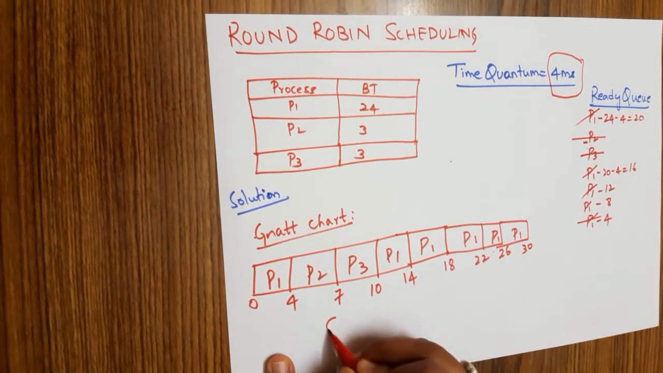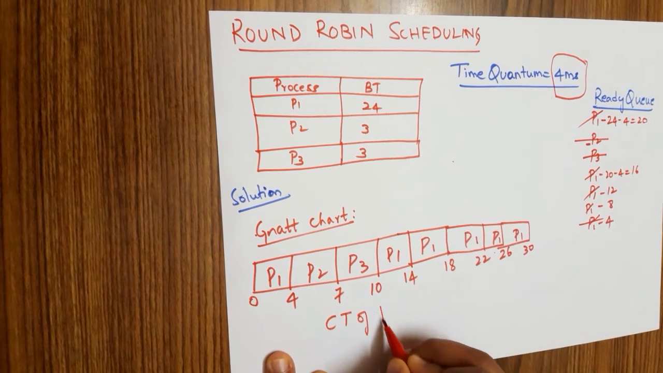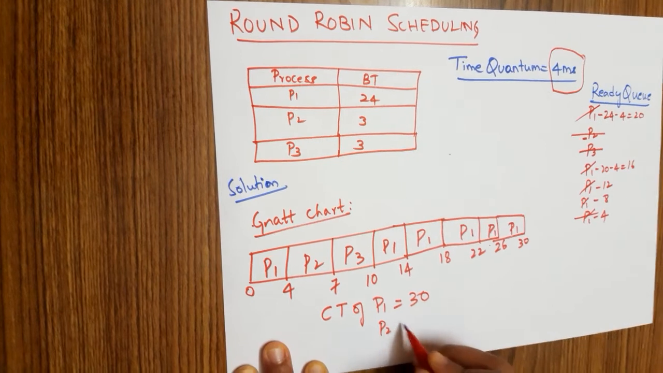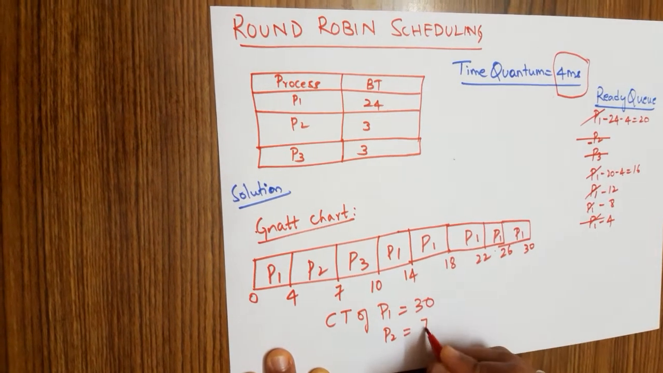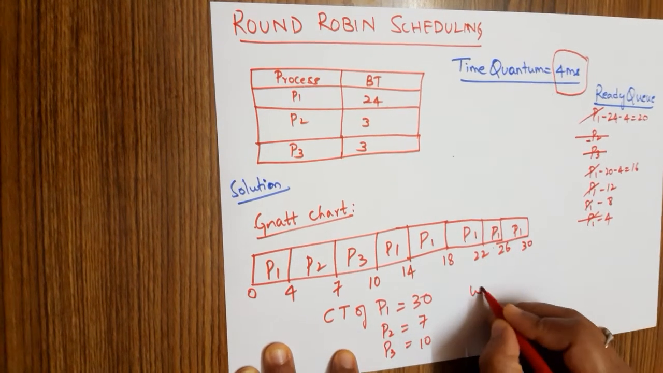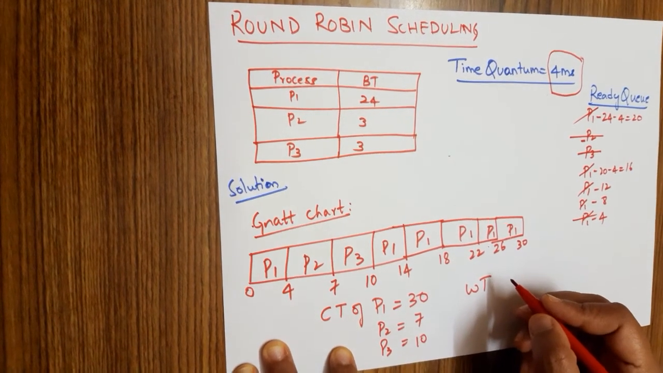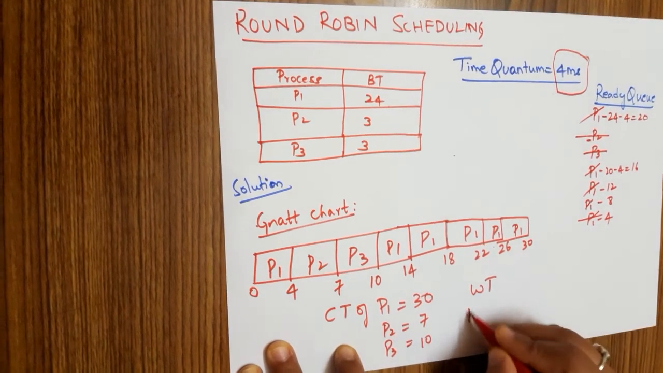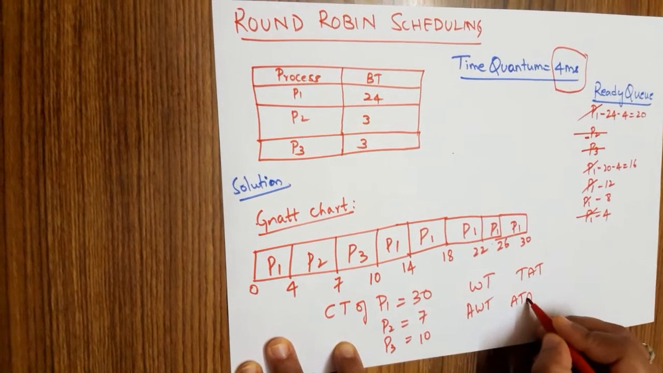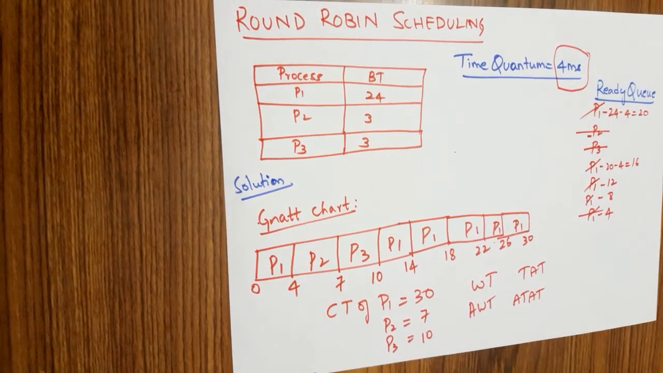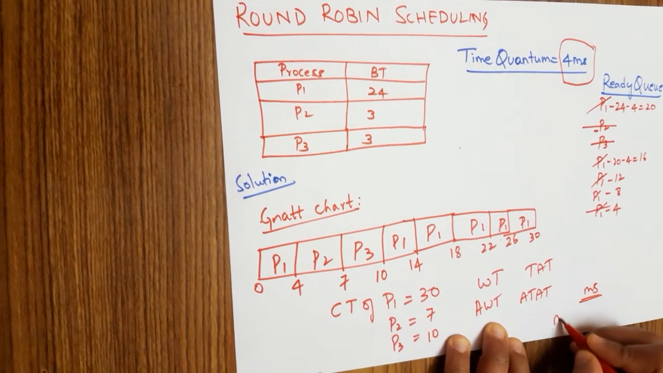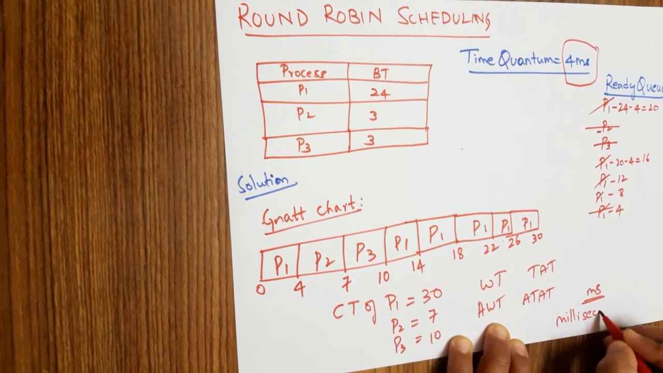Now the completion time of process P1 will be 30. Similarly, for process P2 it will be 7, and for process P3 it will be 10. Here you also need to calculate the waiting time, average waiting time, turnaround time and average turnaround time, and write all the values in terms of milliseconds. Please don't forget to write it in terms of milliseconds.